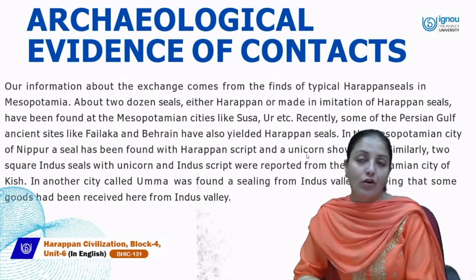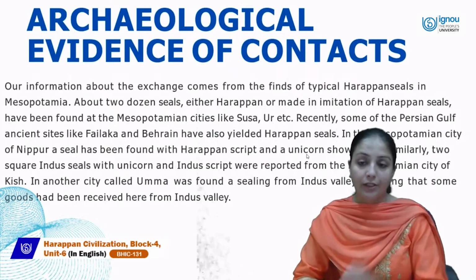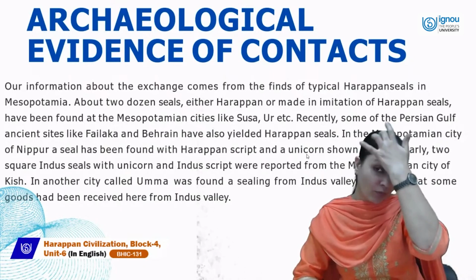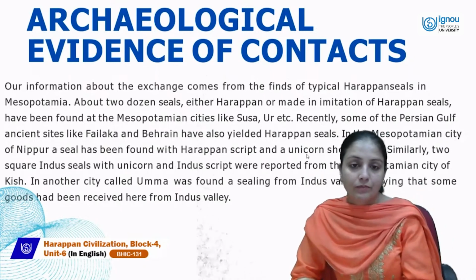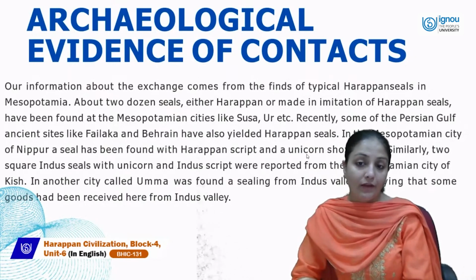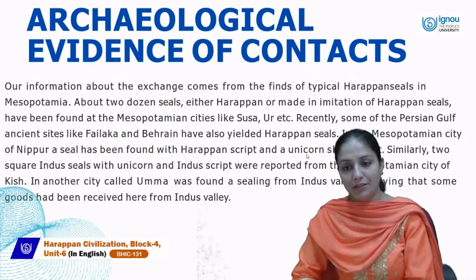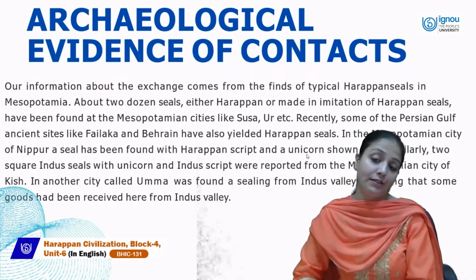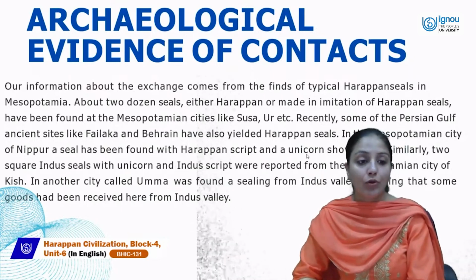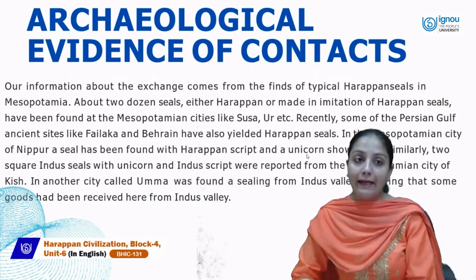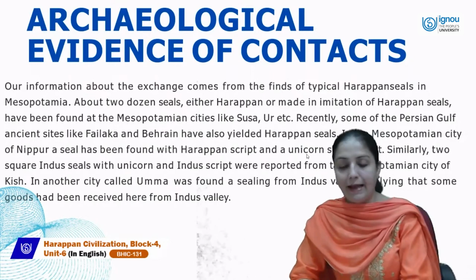The important cities of Mesopotamia we have studied in our earlier classes, like 11th and 12th class: Ur, Uruk, Kish, Mari, very important Mesopotamian cities. In another city called Umma, a sealing from the Indus Valley civilization was found, implying that some goods had been received here from the Indus Valley civilization. That is the evidence of contact with other lands.